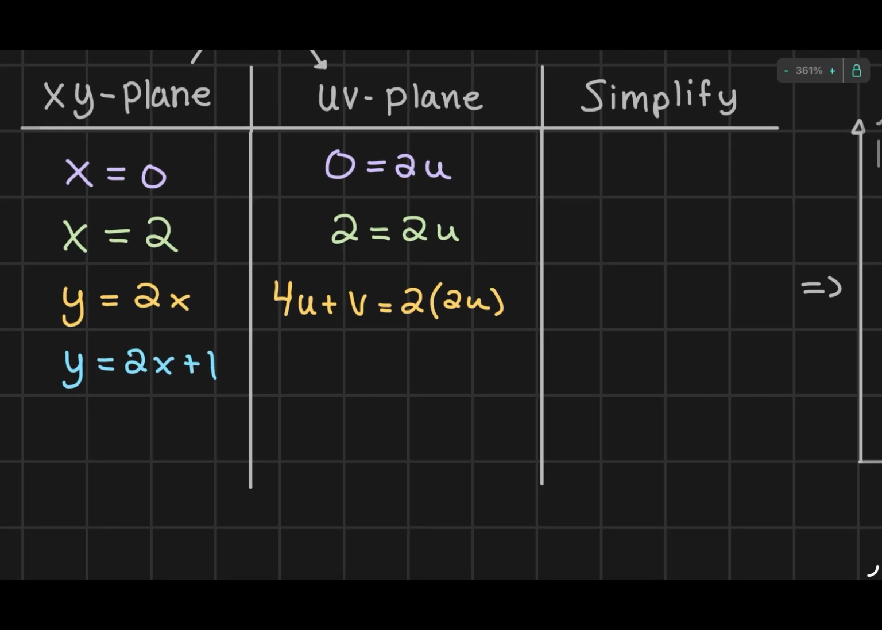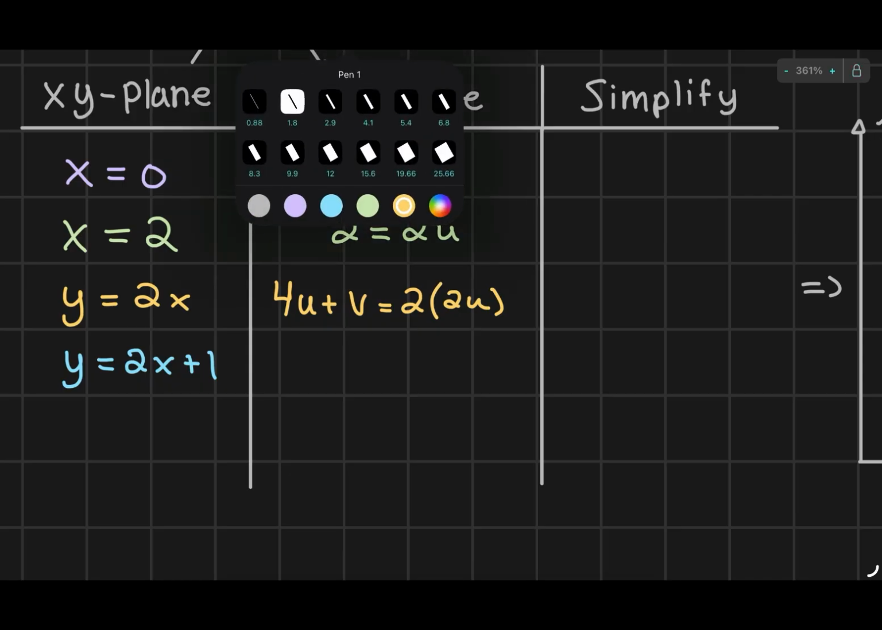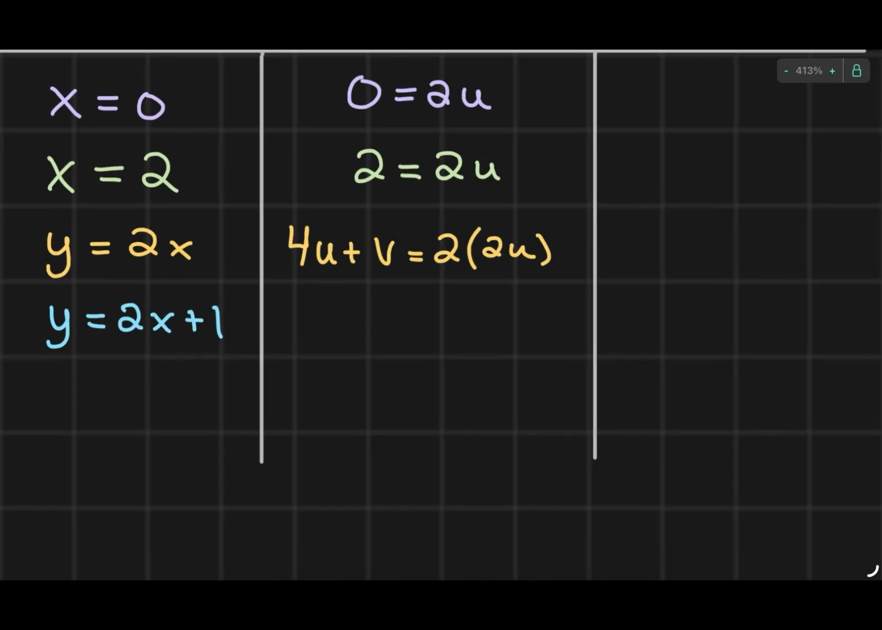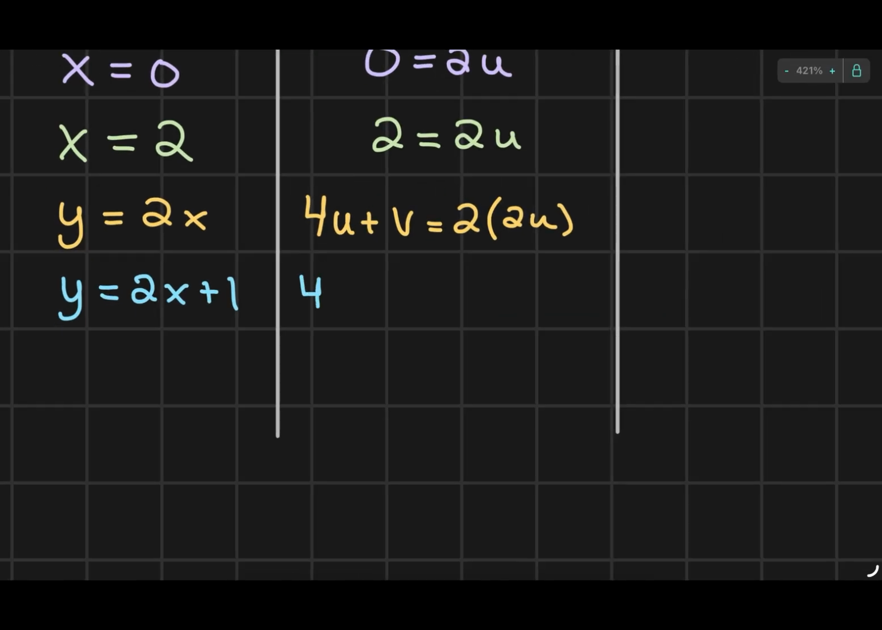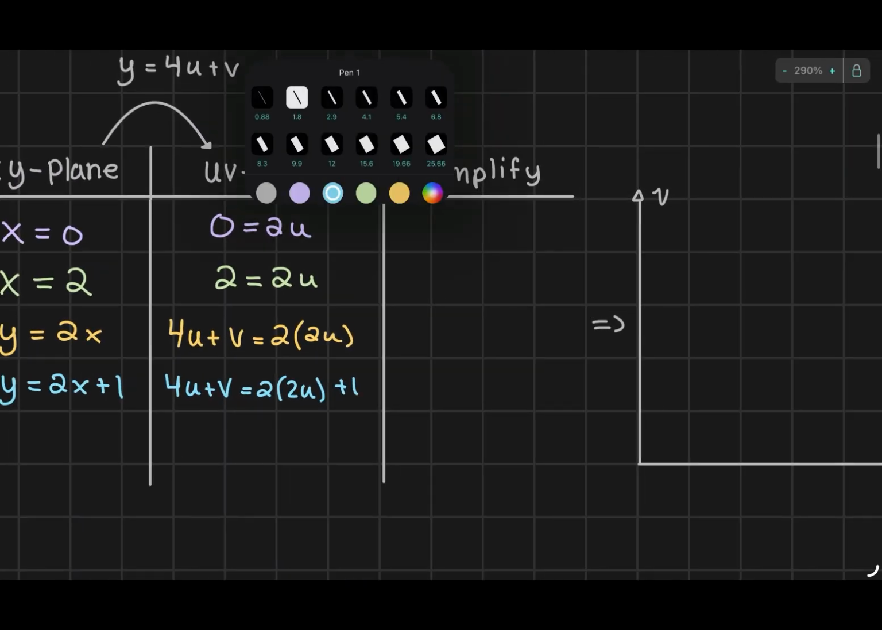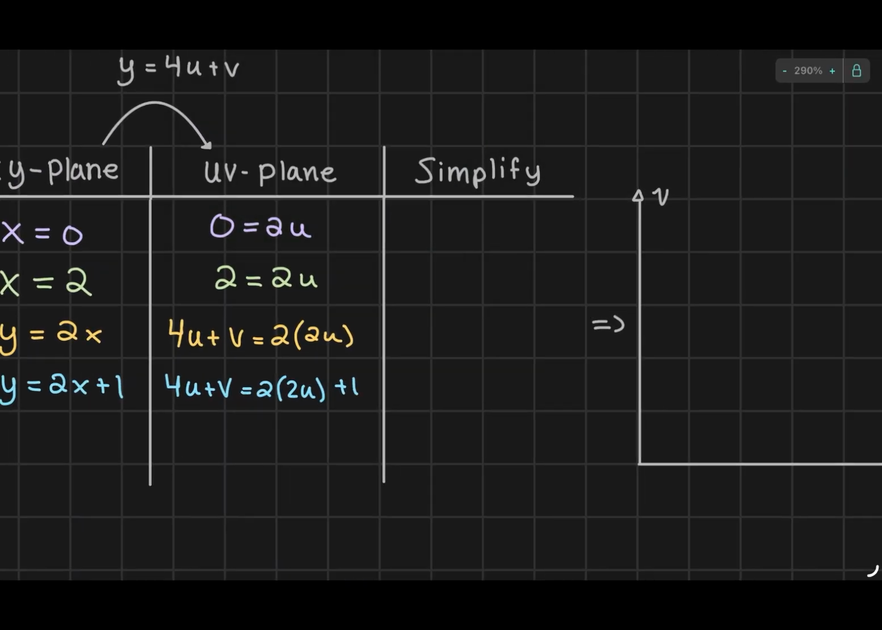And very similarly, in fact, only with one difference, I guess. We're going to be doing the exact same thing over here when we plug in our transformations. 4u plus v is equal to 2 times 2u. And then obviously we're just going to have that plus 1 there. And then this third column that we got going on here, well, that's just going to be me simplifying this.